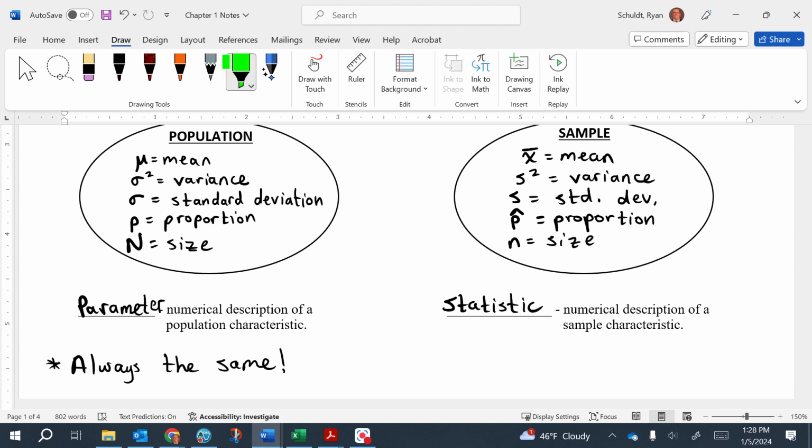The way you can keep these straight: population parameters, sample statistics, PPSS. If I just said, okay, I'm going to pick 5 of y'all, add your ages up, divide by 5, there's the average age. That would be X bar, because that's a sample. Sample statistics can change from sample to sample.